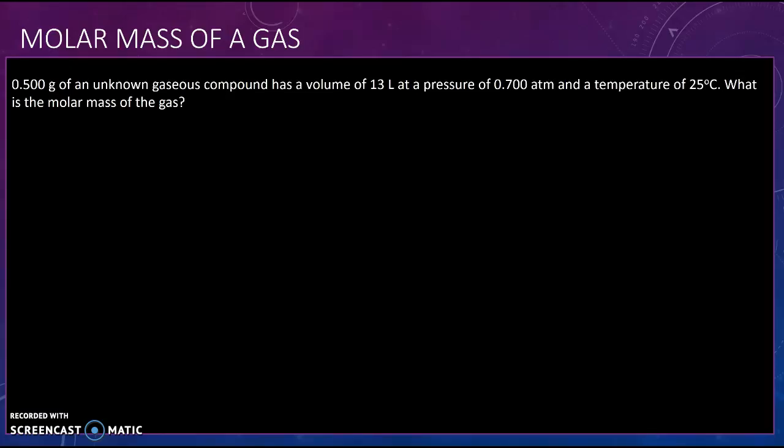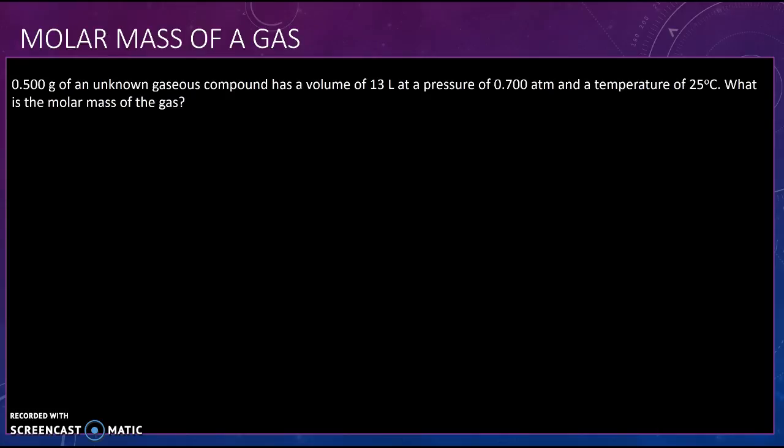So let's start off with this application of the ideal gas law. We have an ideal gas, and we have 0.5 grams of an unknown gaseous compound. We know its volume is 13 liters. We know its pressure is 0.7 atmospheres, and the temperature is 25 degrees Celsius. And the question is, what is the molar mass of the gas?